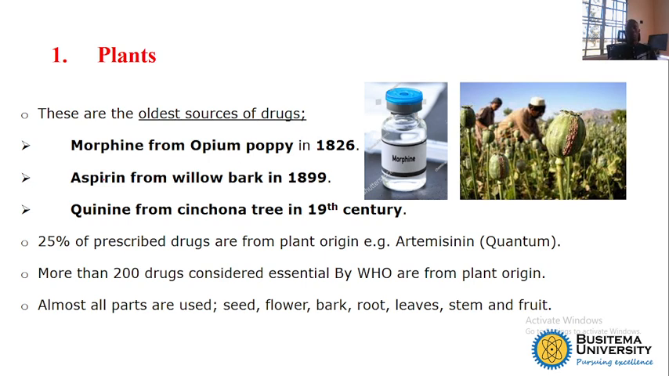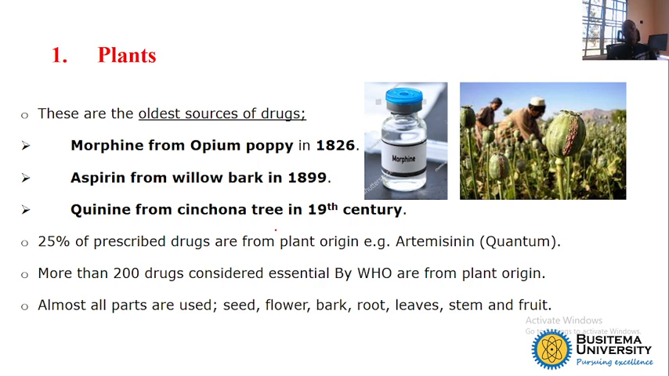Aspirin, which is one of the common painkillers, is also obtained from plants, and that plant is the white willow. It's obtained from the willow bark, and that was as early as 1899. Quinine is another drug obtained from a plant. Quinine was obtained from the bark of what we call the cinchona tree, as early as the 17th century.